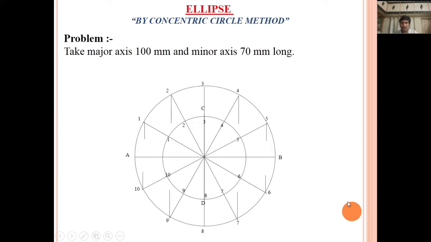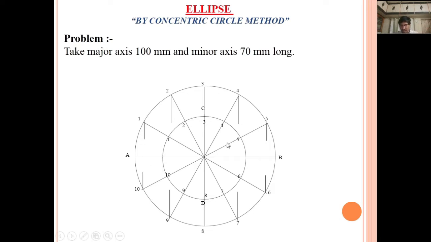We can see all these vertical lines 1, 2, 3, 4, 5 in the downward direction, parallel to the minor axis. From point 6 to point 10 all the vertical lines are parallel to the minor axis in the upward direction. Now the next and last step is to get all the required points for drawing our required ellipse.